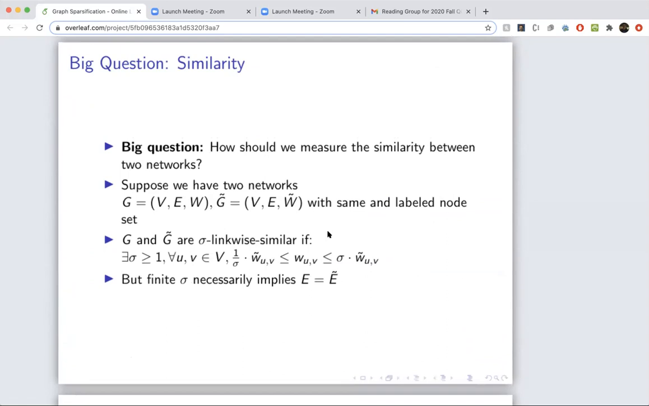Yes. So why don't we have tildes on Vs and Es? The restrictive assumption we're making in this first definition of network similarity is that both graphs have the same vertices and edges between them. Then what's the meaning of the last sentence? The thing is, when we're doing sigma linkwise similarity, if two graphs are sigma linkwise similar, then that necessarily restricts them to having the same edge set. That's all I was trying to say there.